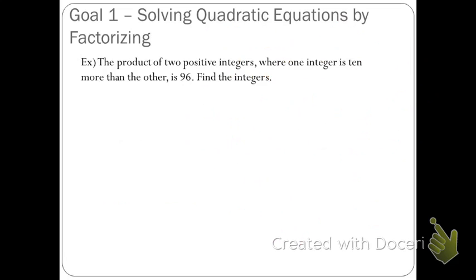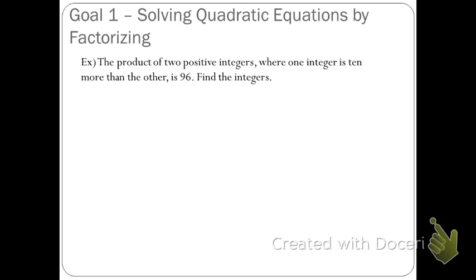And these are applications, places where you can actually use quadratic equations in factoring. All right. It says here in this first example that the product of two positive integers, where one integer is 10 more than the other, is 96. And it wants us to find the integers. All right. Well, the place we're going to have to start right here is this.